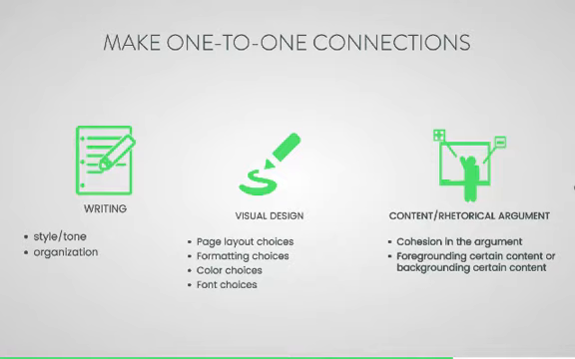So for writing, you could make revisions or suggestions about style and tone, about organization, things like cohesion. Those are all things that you can make suggestions about that you would want to tie your audience analysis directly to. Visual design.